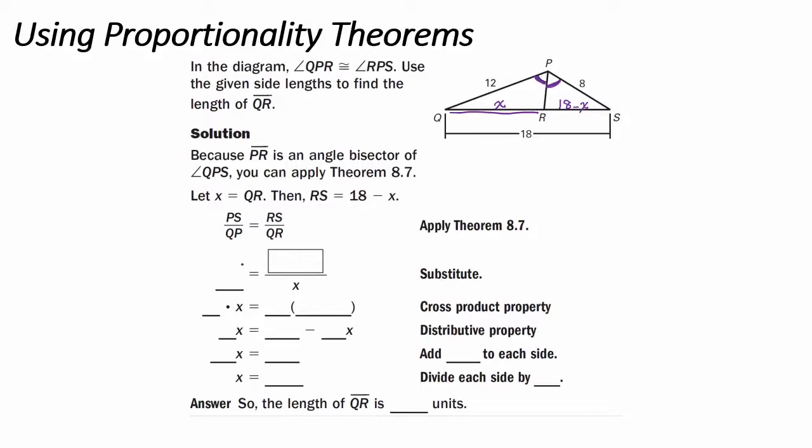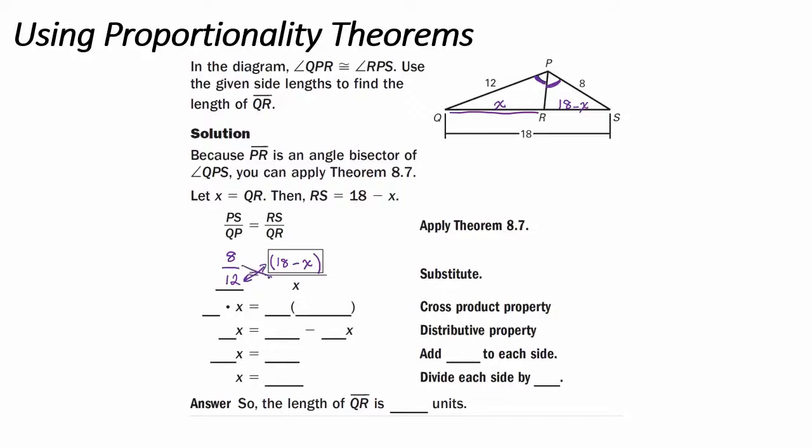Once I write my proportionality statement, I can fill in with what I know and what I'm trying to find. I know that PS is 8. I know that QP is 12. I know that RS is 18 minus x. And I know that QR is x. Remember, anytime I have a quantity either on the top or the bottom of a fraction, I want to put it in parentheses so that I know when I'm cross multiplying, I am multiplying the quantity.